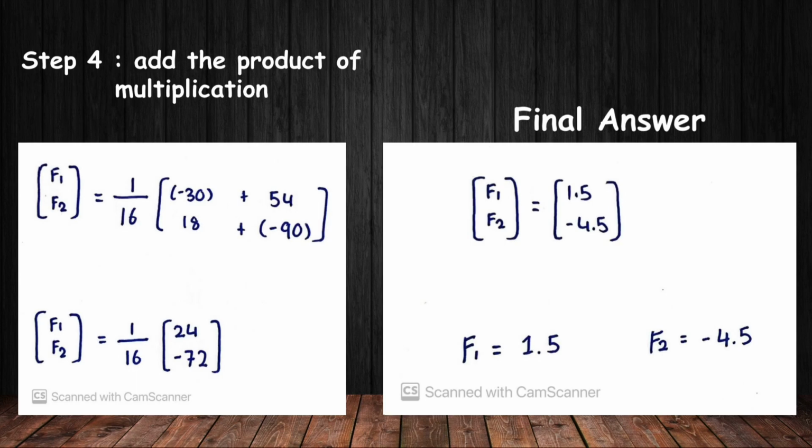1 over 16 times 24 gives 1.5 for F1, and second, 1 over 16 times negative 72 gives F2 equal to negative 4.5 for the final answer.